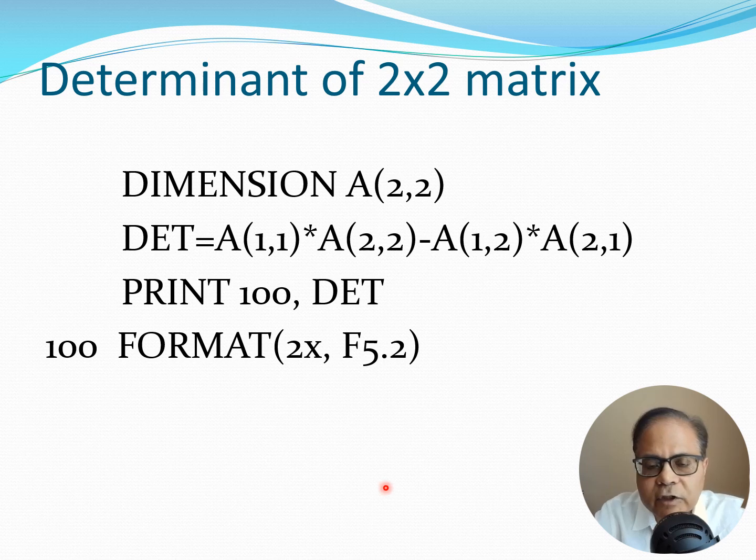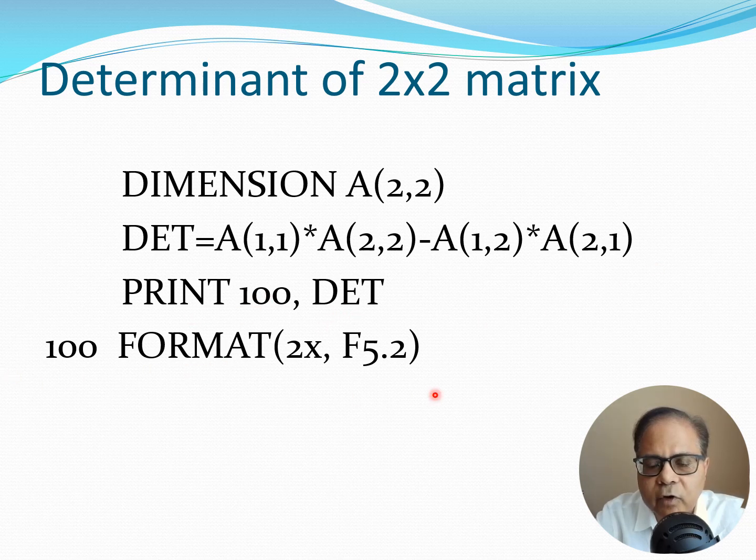Now let's say I wanted to do some additional calculations. I wanted to find the determinant of a 2 by 2 matrix. In that case, I would have a dimension statement A declaring it to be 2 by 2. I can calculate the determinant as A11 into A22 minus A12 into A21, using the definition of the determinant of a 2 by 2 matrix, and I can print this determinant out.